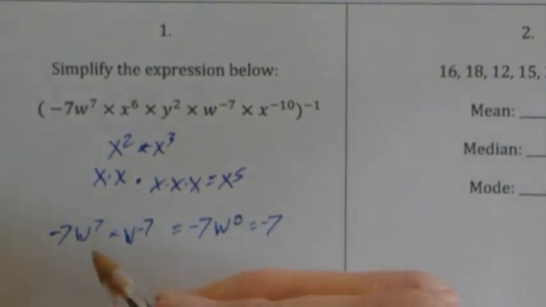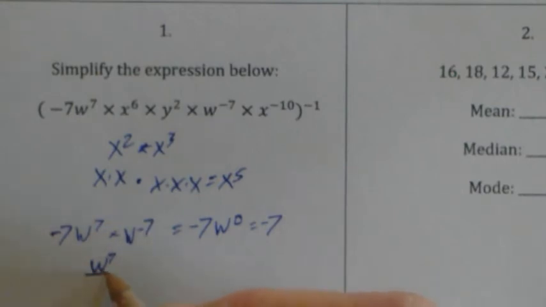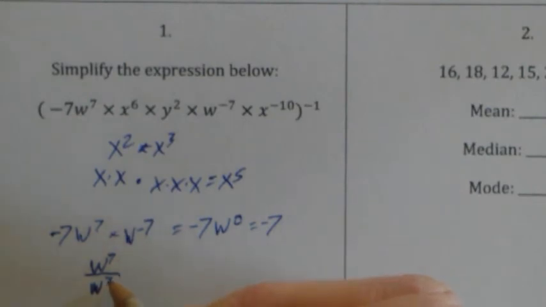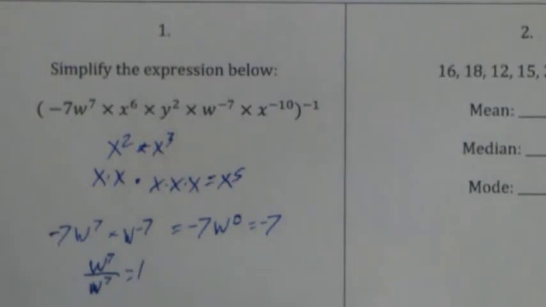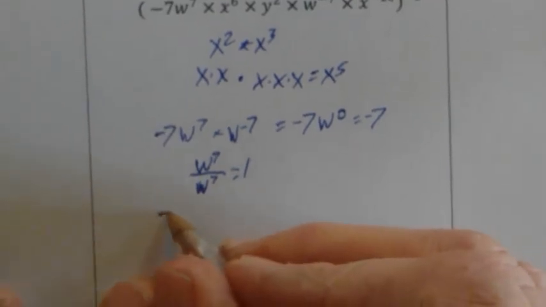Another way of thinking of it is w to the 7th times w to the negative 7th. An exponent of negative 7 means it's underneath, it's divided by w to the 7th. So if it's a negative exponent, you just put it on the bottom and change it to positive. W to the 7th over w to the 7th, that's equal to 1. You can see that it's the same. Okay, anyway, we have our w. So let's do our x. So the w's basically cancel. You end up with negative 7.